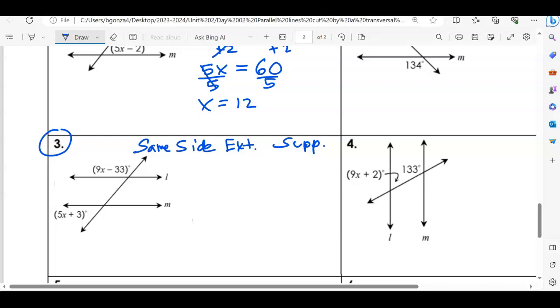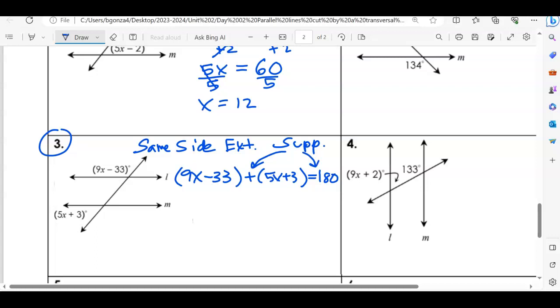They're not equal. Okay? Instead, supplementary adds up to how many degrees? 180 degrees. Like a straight line. Okay? So when you know that they don't match, one's acute, one's obtuse, or when you see that they're same side, supplementary, here's what you're going to do. Take your angles and add them up equal to 180.